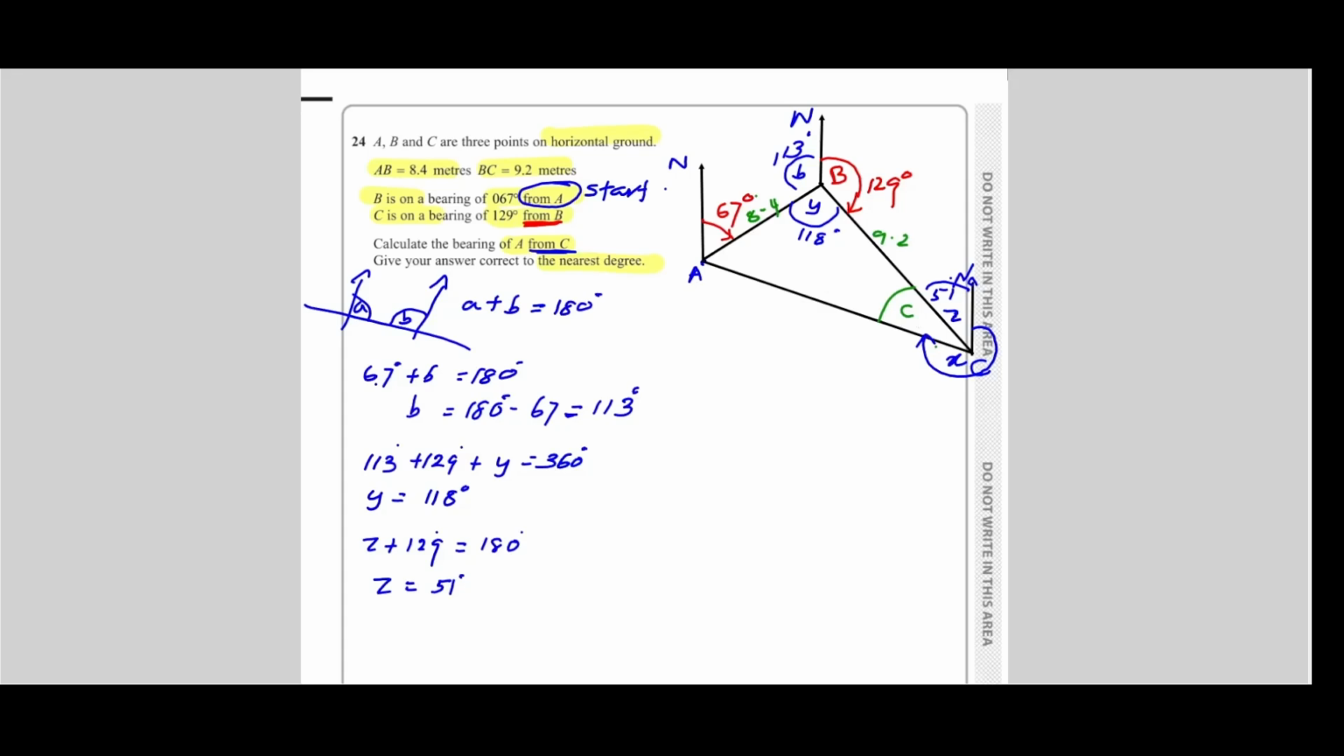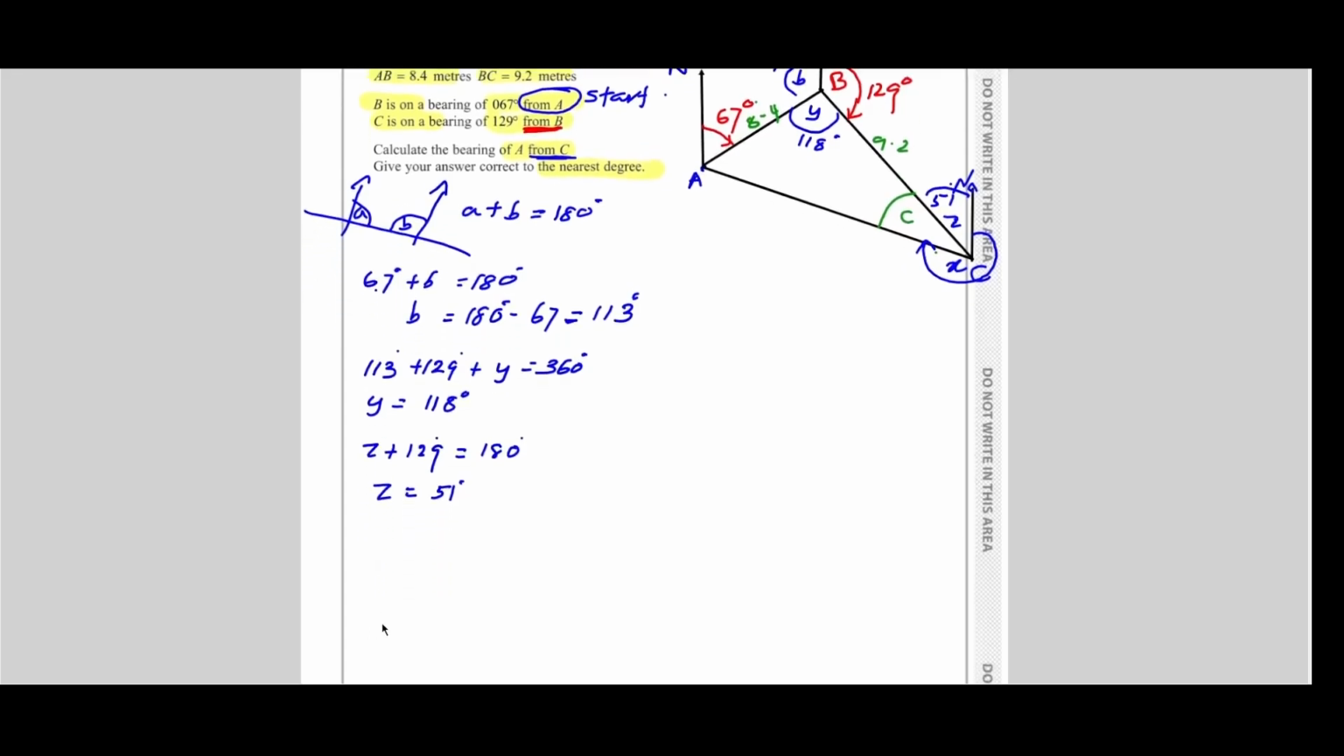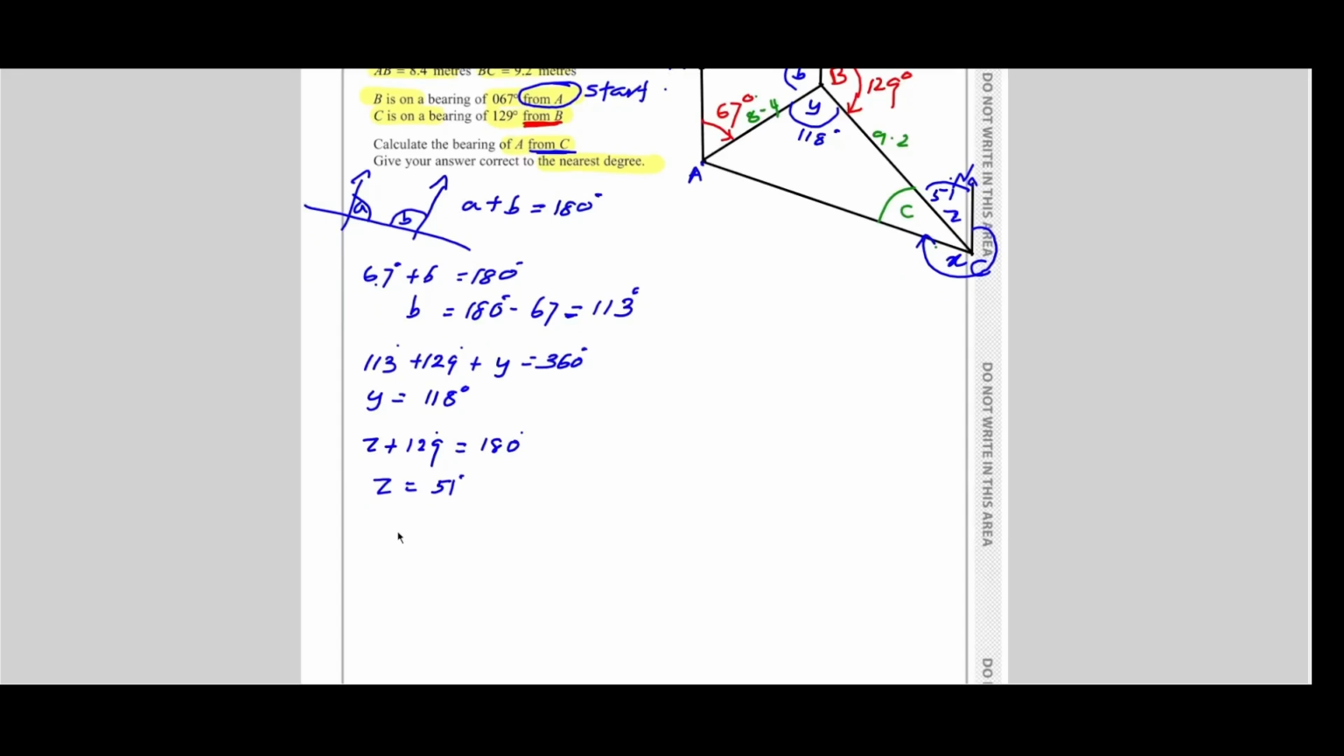Okay, let's apply cos rule first. So I'm going to apply cos rule. Then I'm writing here AC equals the square root of (8.4) squared plus 9.2 squared minus 2 times 8.4 into 9.2 into cos 118, the whole thing square root.